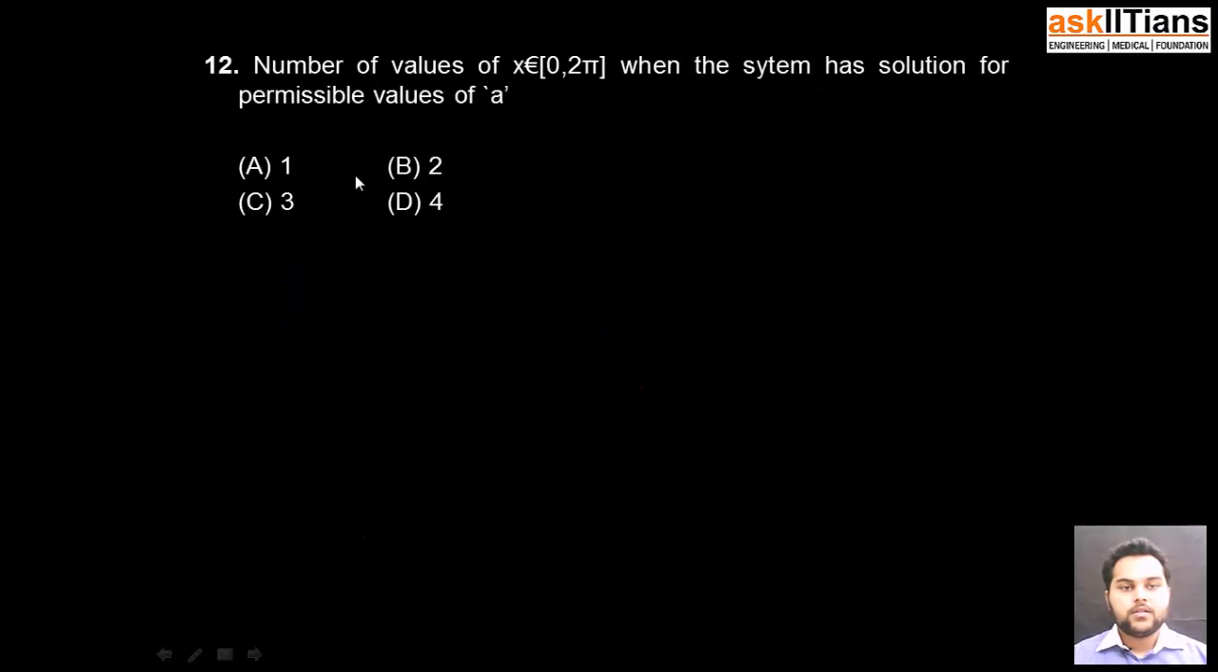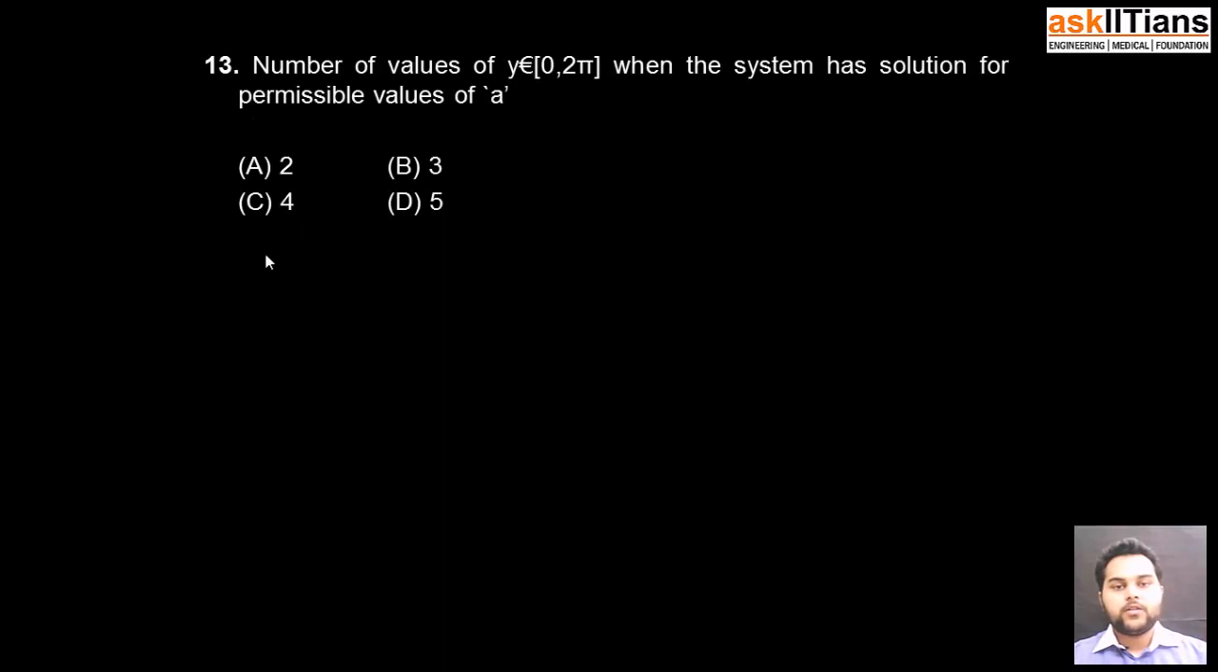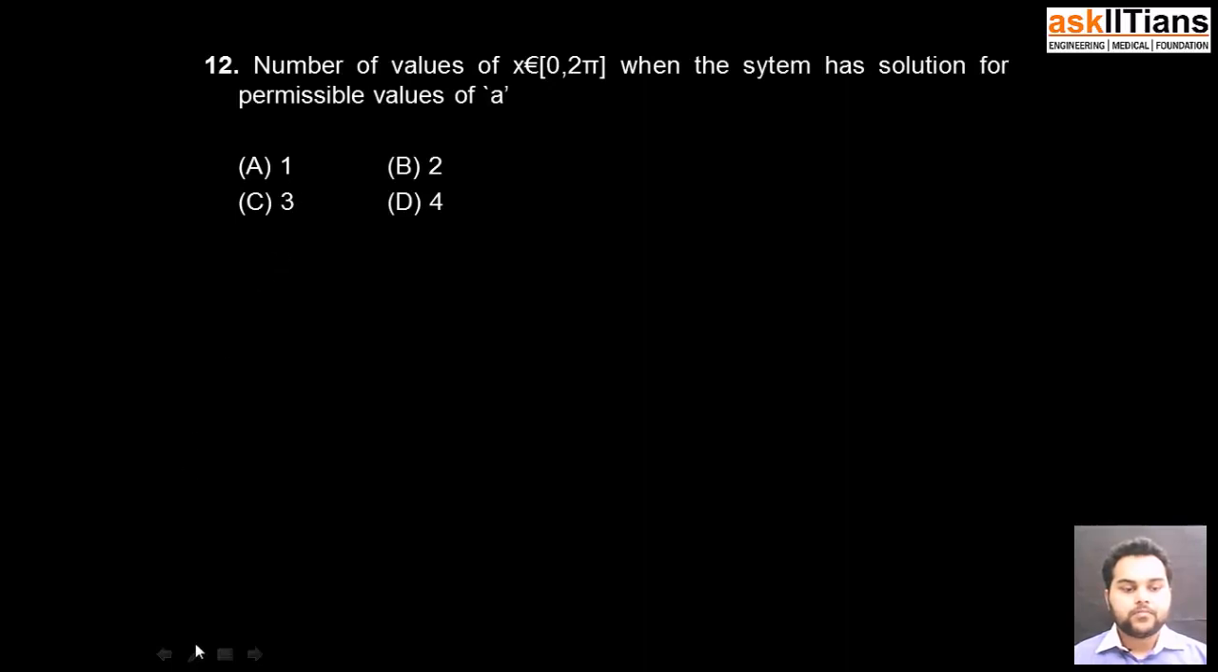Now coming to question number 12. Question number 12 says the number of values of x belonging to 0, 2 pi when the system has a solution for permissible values of a, and for the next question, the number of values of y when the system has a solution for permissible values of a. So I'll solve them together.